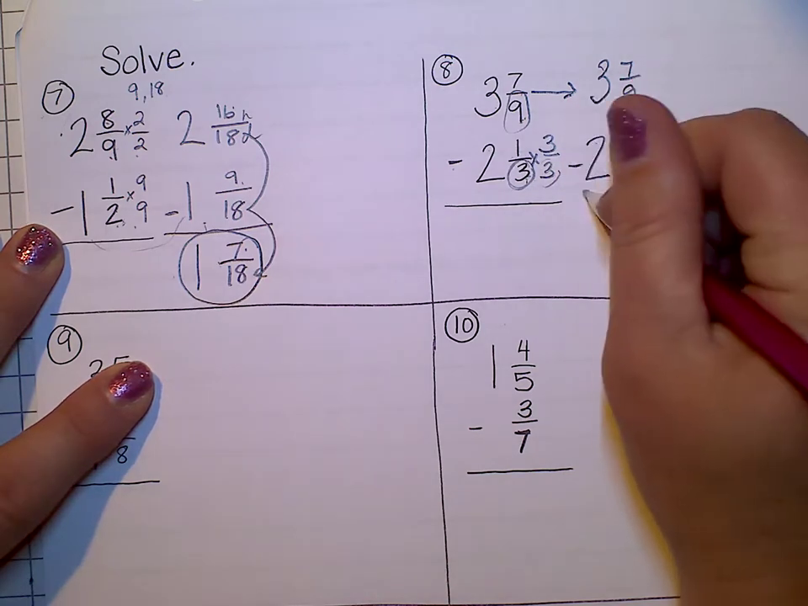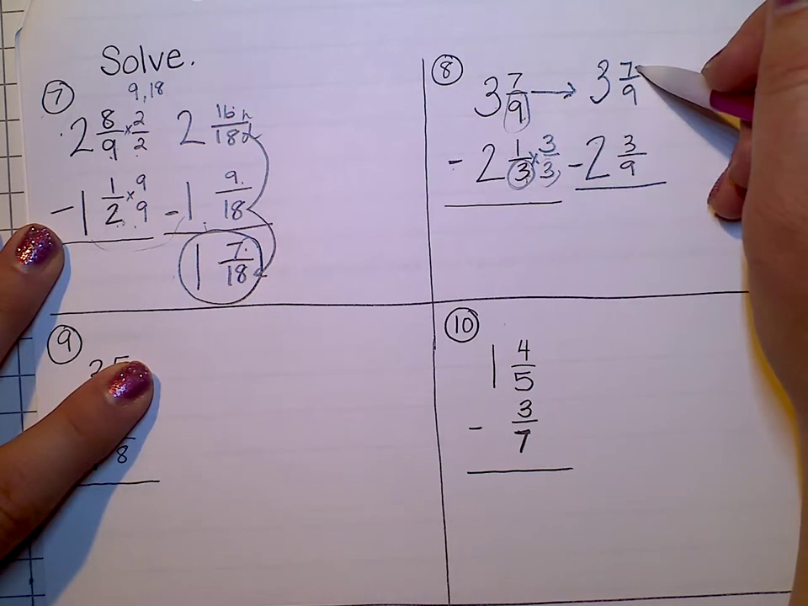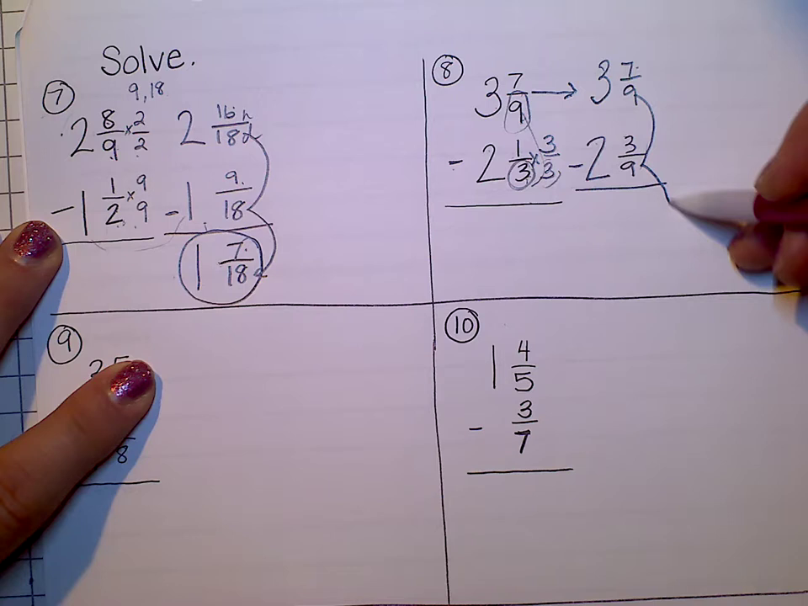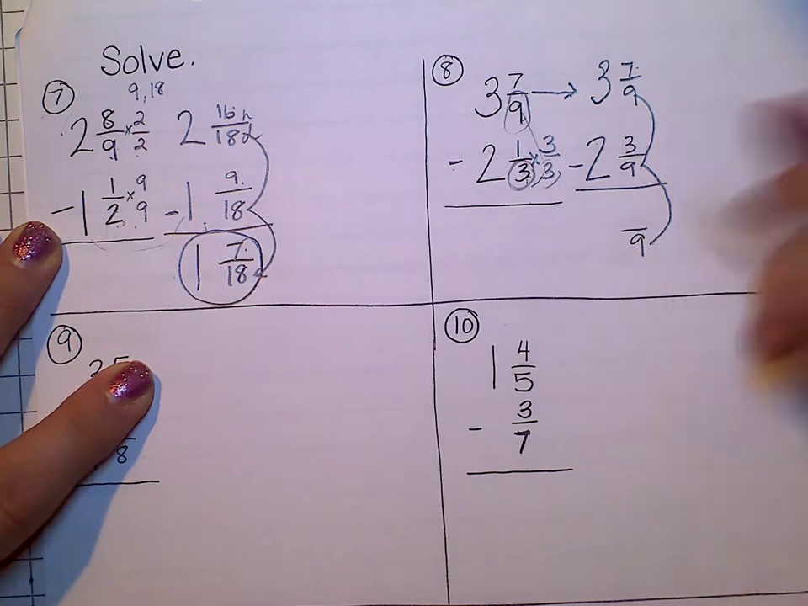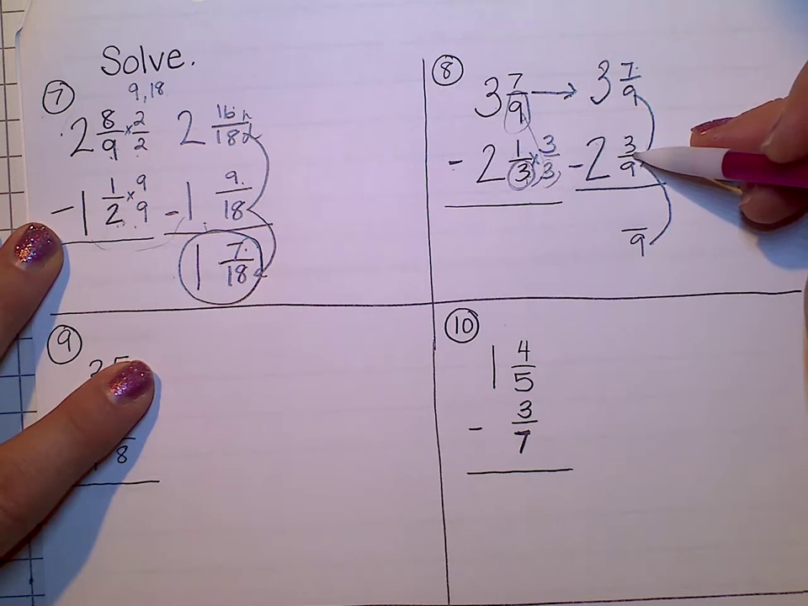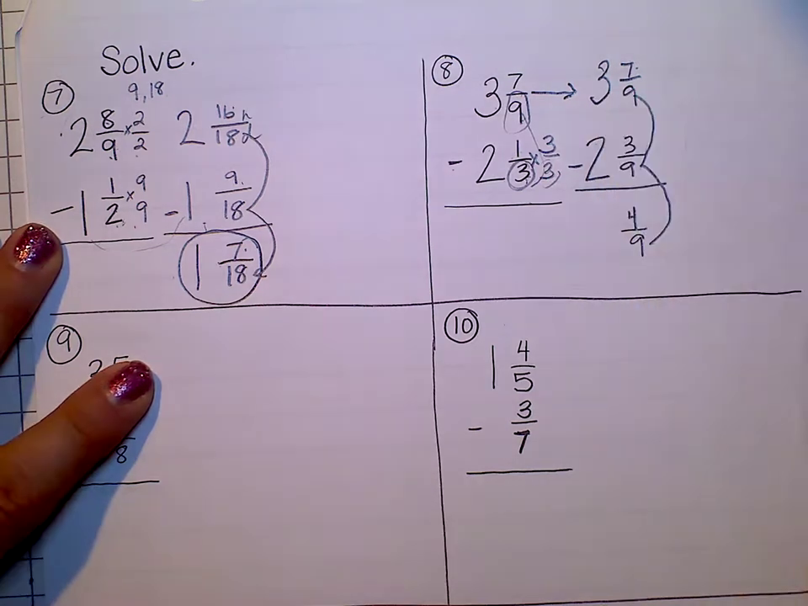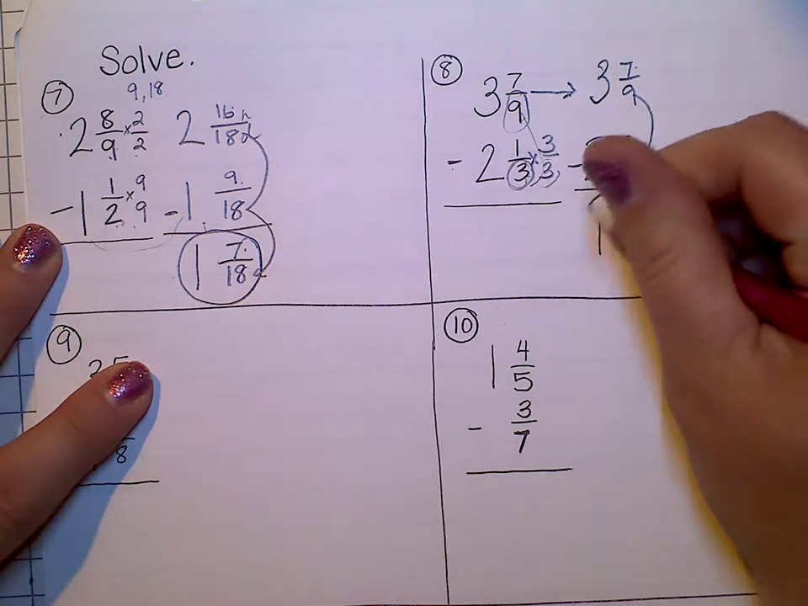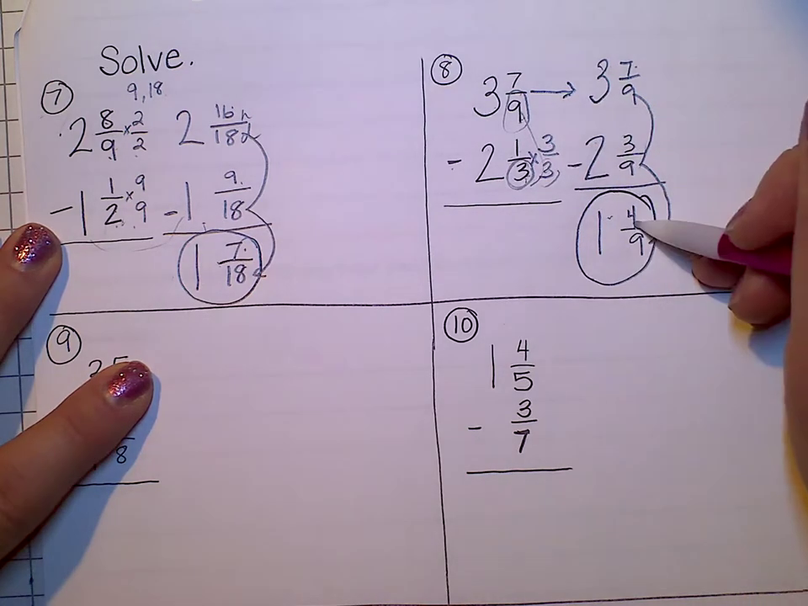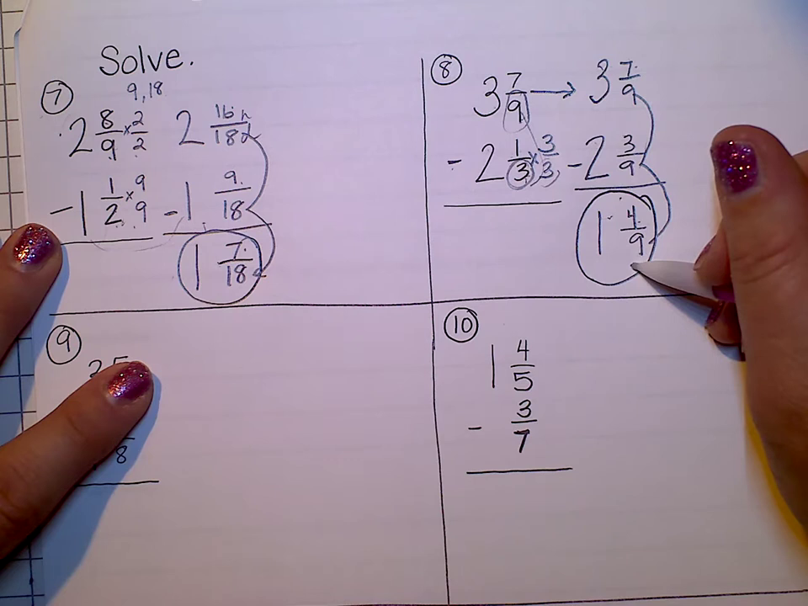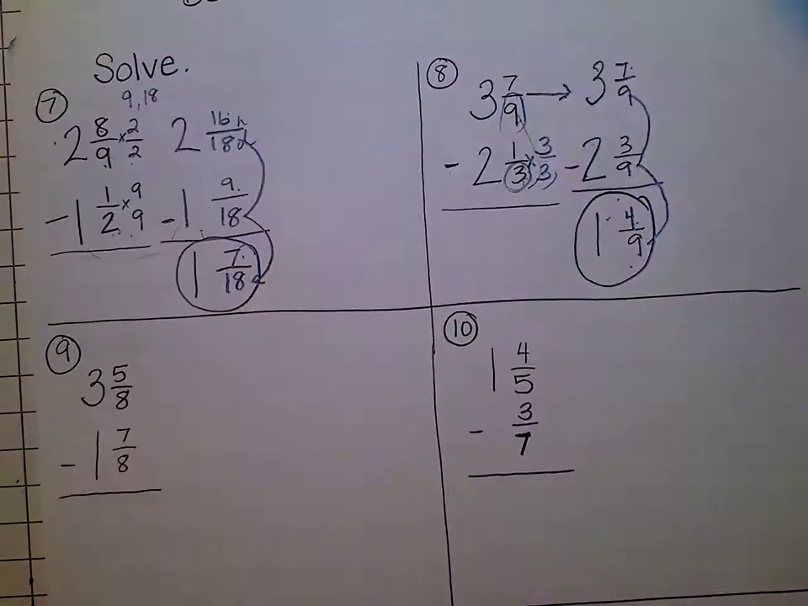I'm subtracting. 7. Now again, that was the first rule. Get the denominators the same. So we did. I'm going to put that down here. Now we're going to subtract. 7 take away 3 is 4. And 3 take away 2 is 1. Again, 4 and 9 cannot be simplified because the only factors of 4 are 2 and 2. The only factors of 9 are 3 and 3. So that's its simplest form.